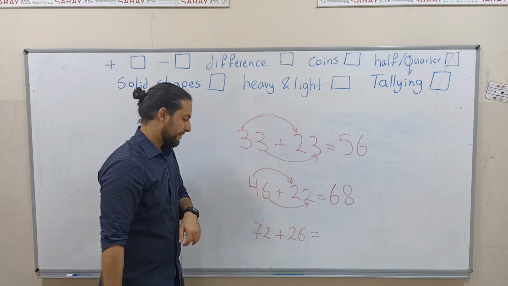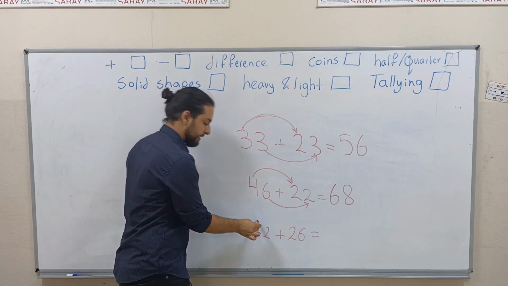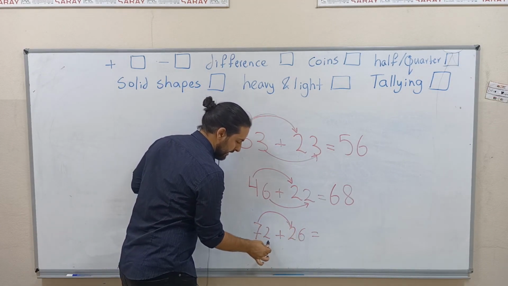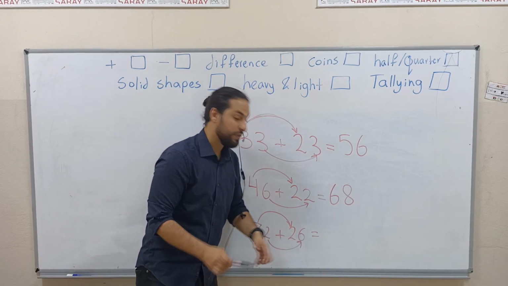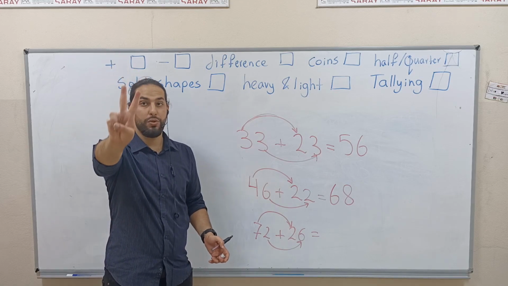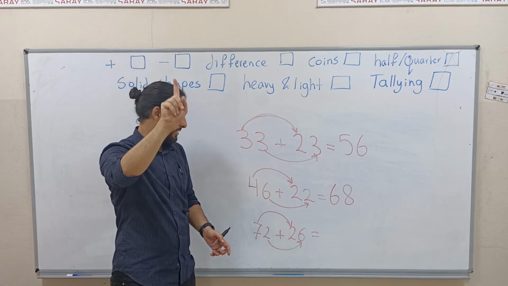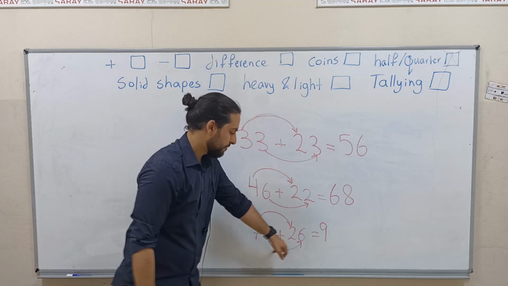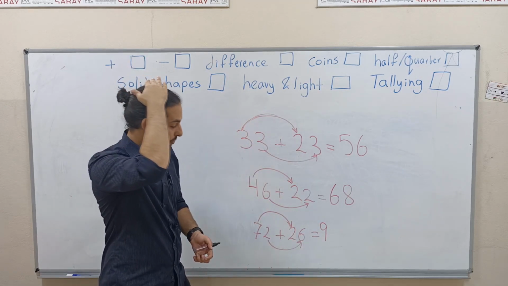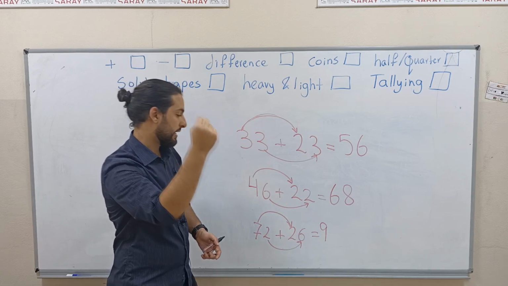And then the next one, we have 72 plus 26, so tens and units. So which one is more, 7 or 2? 7 is more and 2 is less, so 7, 8, 9. Then we have 2 plus 6. 6 is more, so 6, 7, 8.